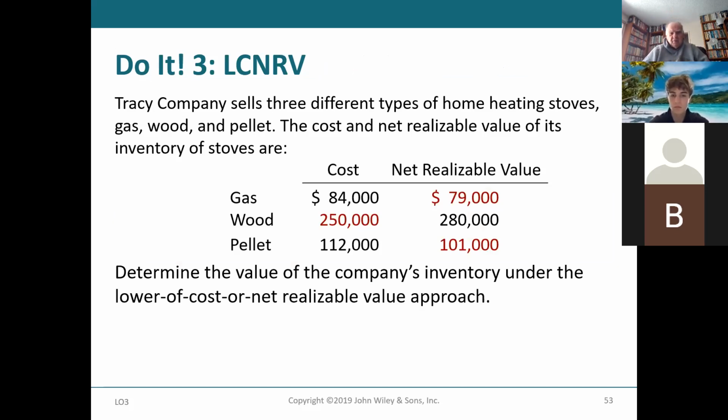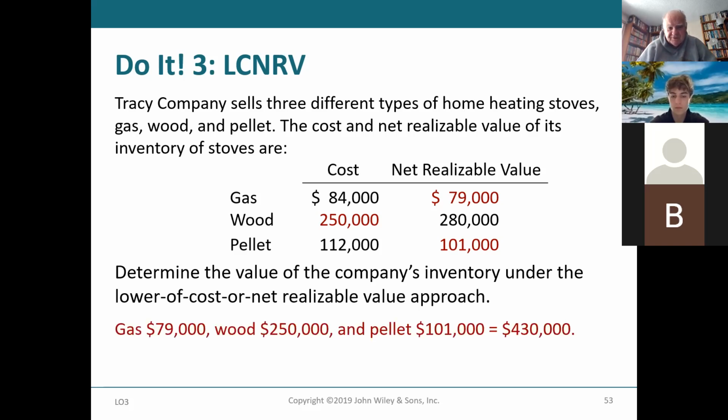And here we go. We're back on the lower of cost or market, I guess. Tracy Company has 3 different kinds of home heating stoves: gas, wood, and pellet. Well, gas, they paid 84. No one's giving them 84 anymore. It's only 79. So we're going to have to take the units and multiply by 79. Wood, the cost is lower than market. We go with the 250, and the pellet, the net realizable is 101, the lower number. Determine the value of the inventory. Well, they don't tell us how many units, but it would be 79 plus 250 plus 101, assuming it was just one unit. 79, 250, 101, lower of cost or market.